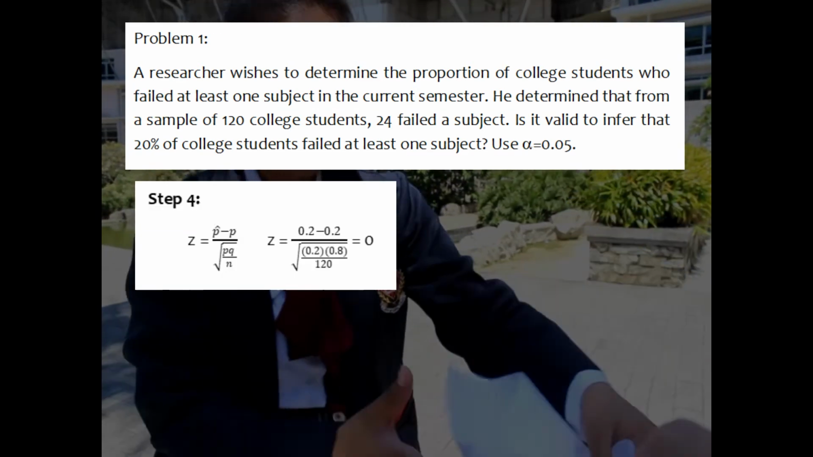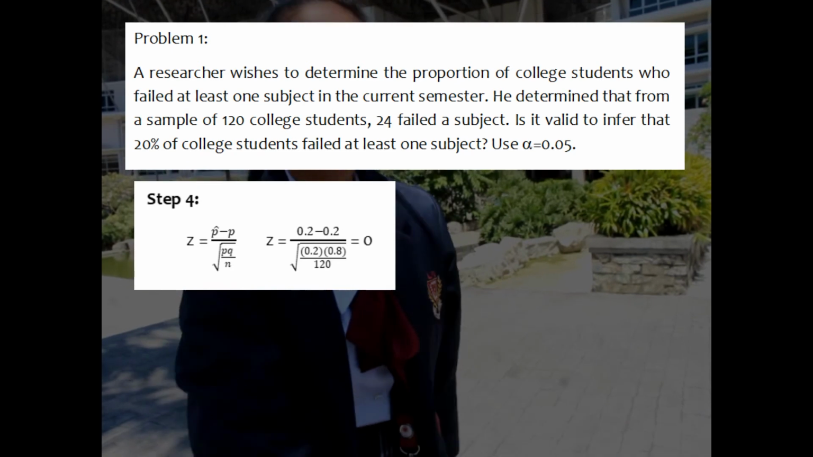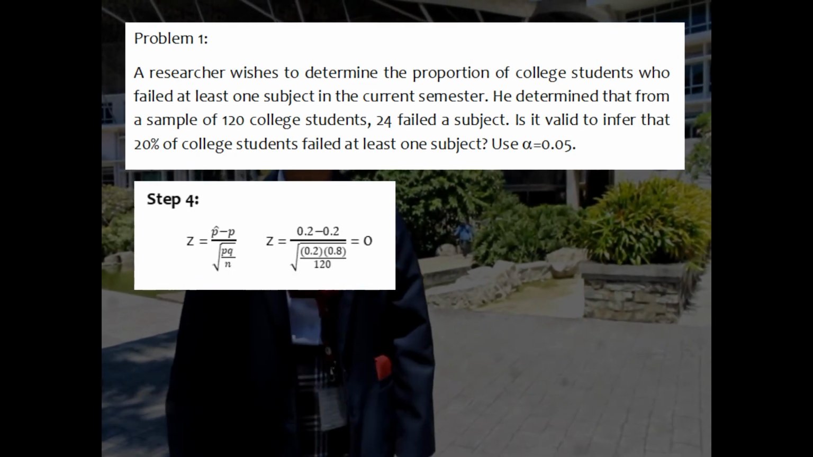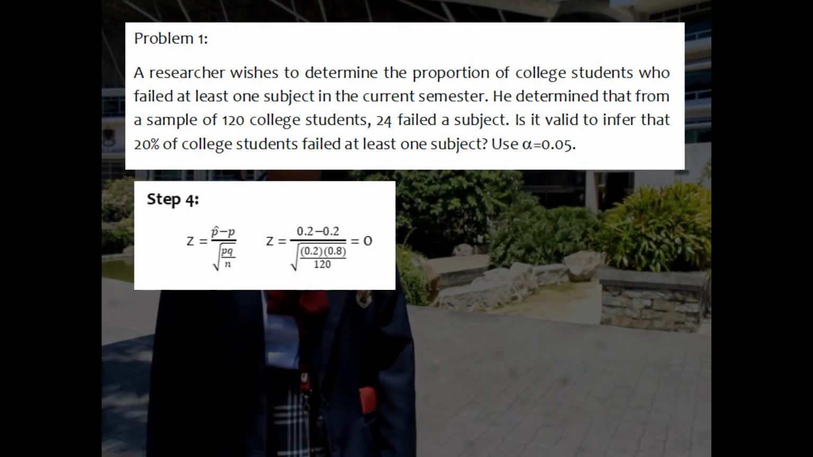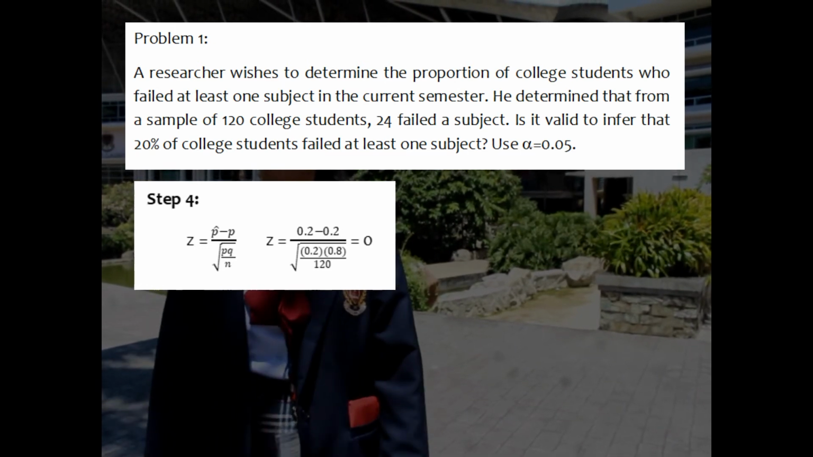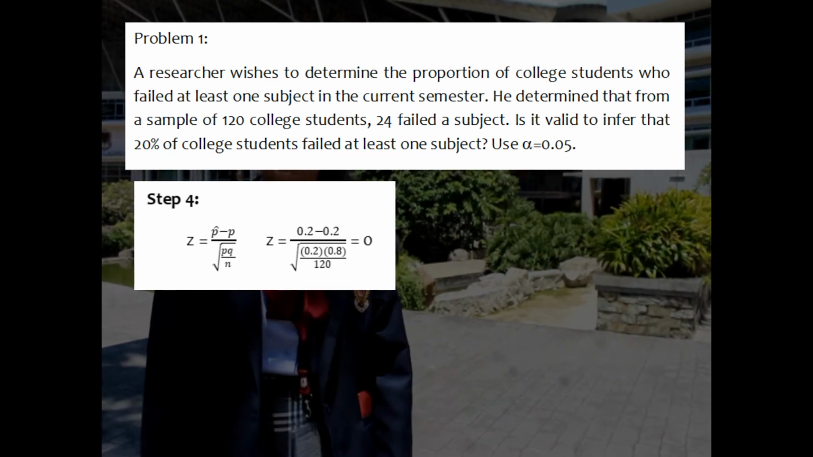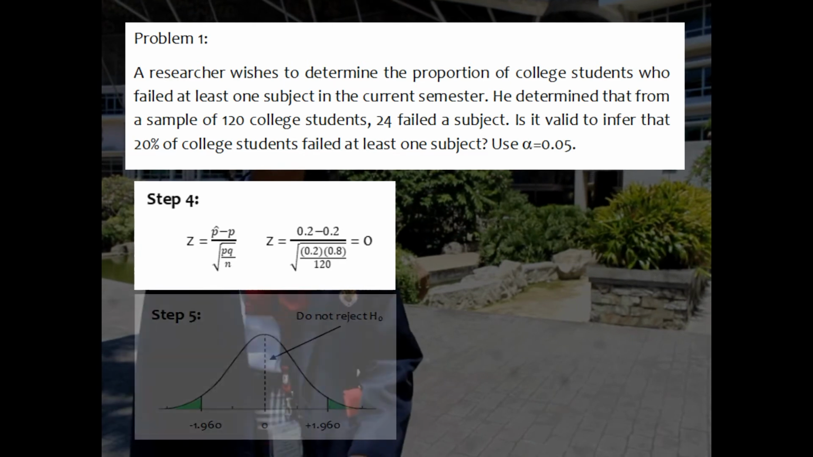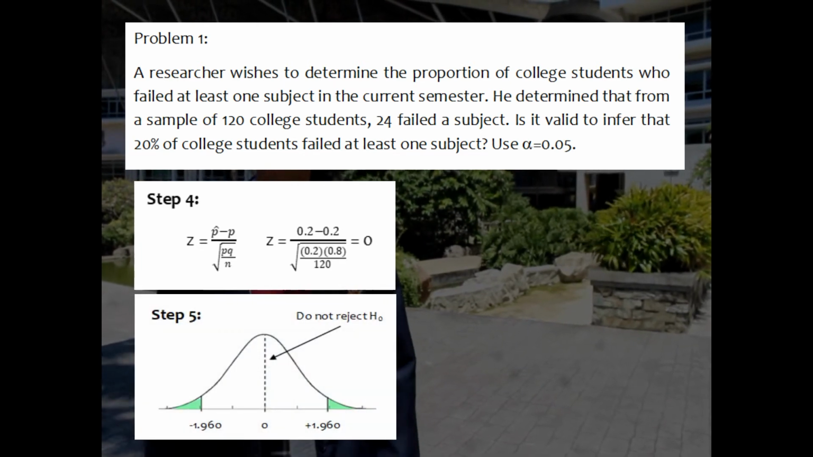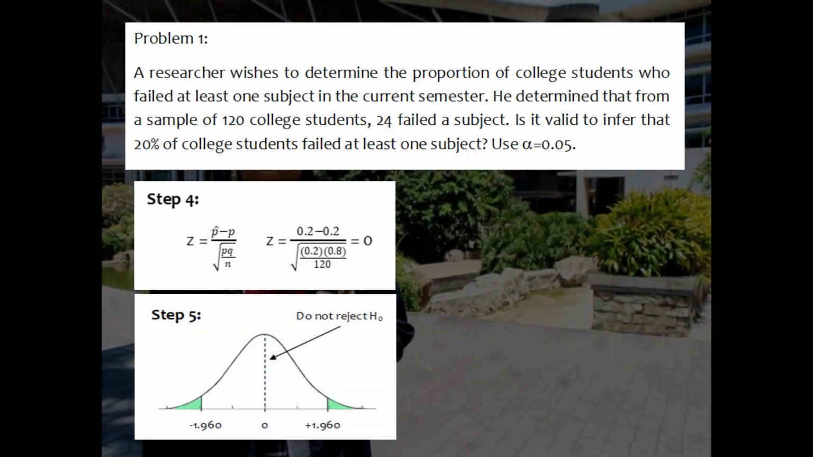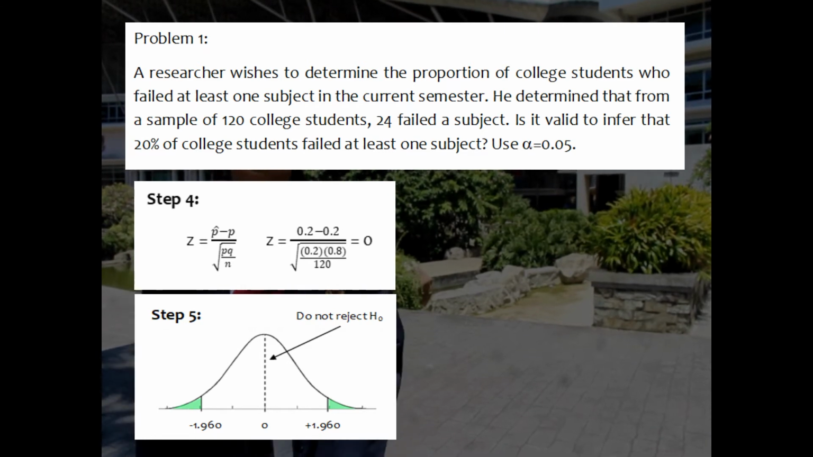Step 4. Solving for the Z value. This formula will be applied to all the problems of this kind. Substitute the values and then solve. This gives us the answer 0. Step 5. The normal curve. Mark the Z value attained from step number 3 and shade accordingly.